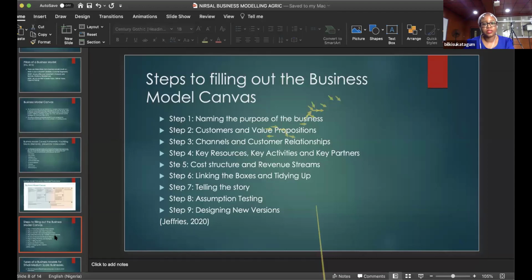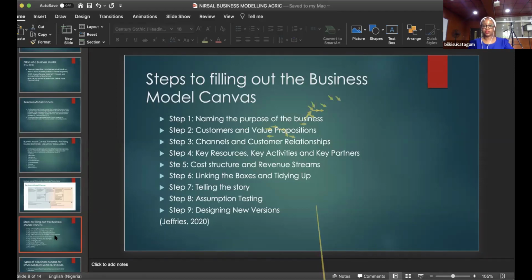Now, step 3 is your channels and customer relationships. Sorry, let me add in the value proposition box. You describe exactly what your customers are looking for in your product, and okay, this is what you're actually selling to them. Step 3 being your channels and customer relationships.